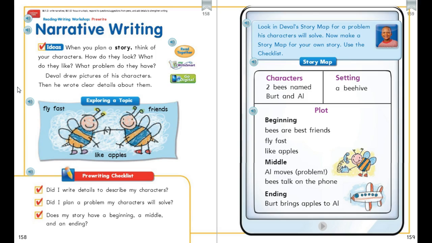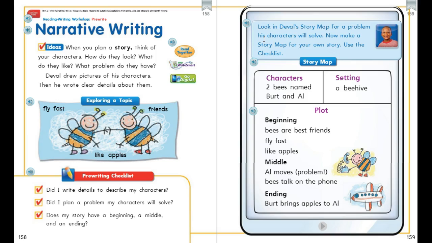Deval drew pictures of his characters, and then he wrote clear details about them, just like us. So he explored a topic. All right, so we have two bees. They like apples. They're friends, and they fly fast. Okay, so these are the details about his character. And then he used those details about his characters on his story map that you see on page 159.